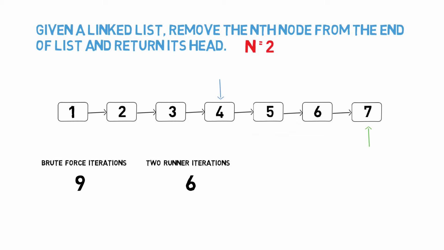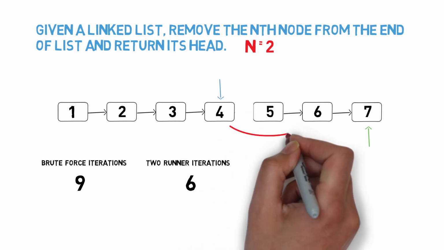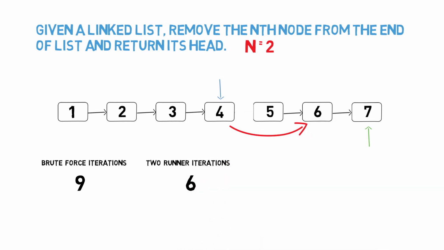Have one runner moving ahead of the other to complete the objective. The slow runner will be n minus 1 positions behind, and we can skip the nth node just like we did in the other example. And we did this all in one pass through. And again, we have the answer. We can just return the head of the linked list and we are done.